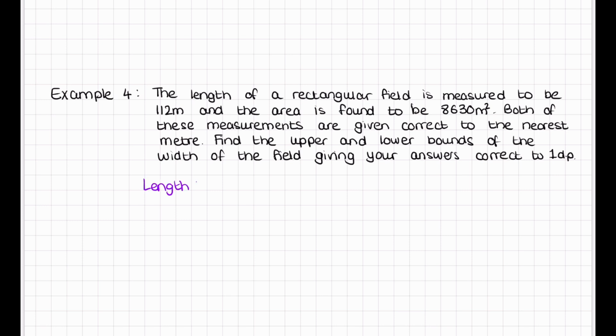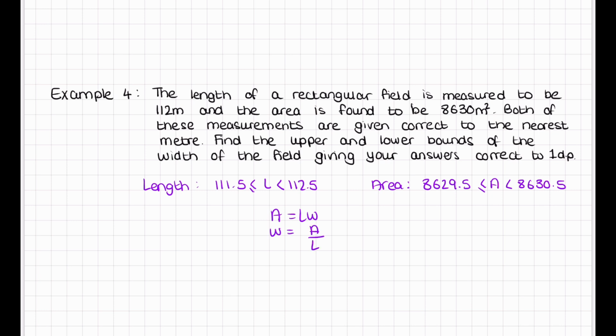So the length, being 112, could have been between 111.5 and 112.5. And then the area could have been between 8,629.5 and 8,630.5. Right, so now we've got both those bounds there. Now to find the width, remember area equals length times width, so the width would equal area divided by length.